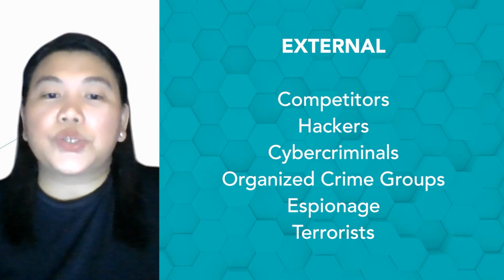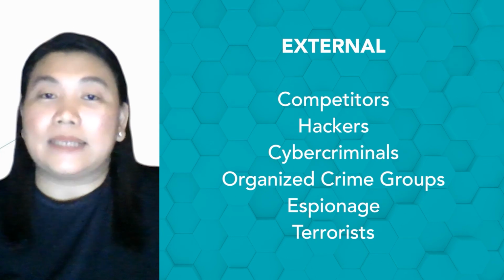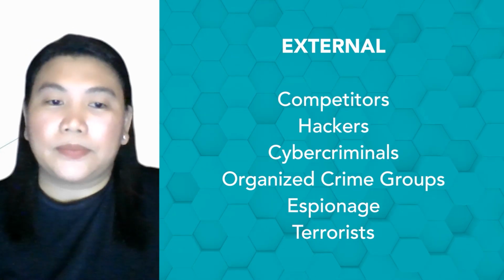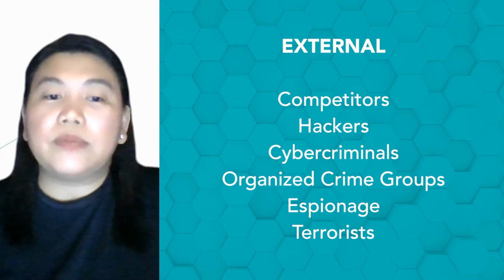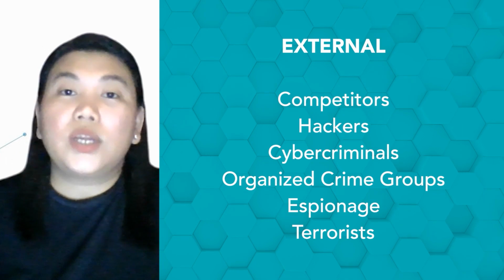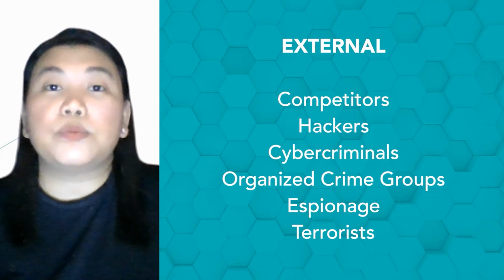Hackers, which could be a group of people that was able to penetrate the system. Cyber criminals are those who commit cybercrime. Organized crime groups are a group of individuals who organize themselves to commit crime.